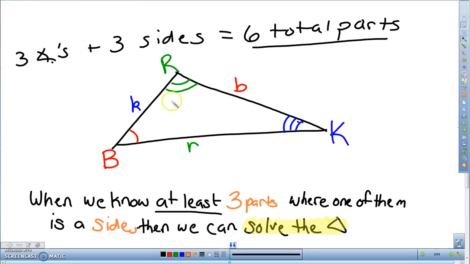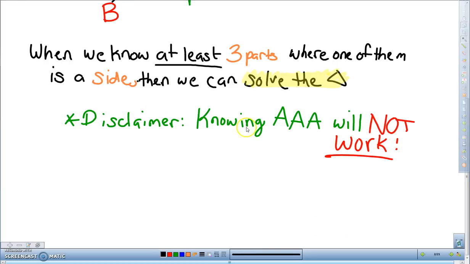If we want to consider all the parts of a triangle, we've got 3 angles and 3 sides, giving us 6 total parts. When we know at least 3 of those parts, and one of them has to be a side, then we can actually solve the triangle, just like we solved right triangles, meaning we can find all the remaining angles and sides that we don't know. Here's a little disclaimer: if we know 3 angles, where we don't have that one side, we will not be able to solve the triangle.